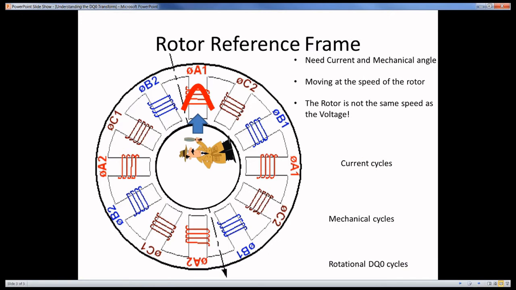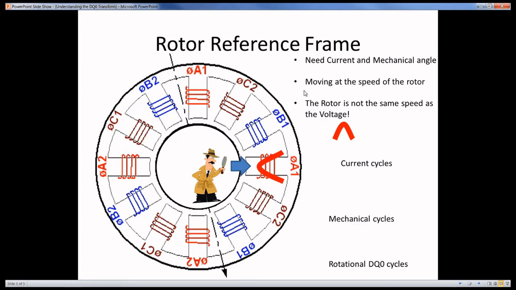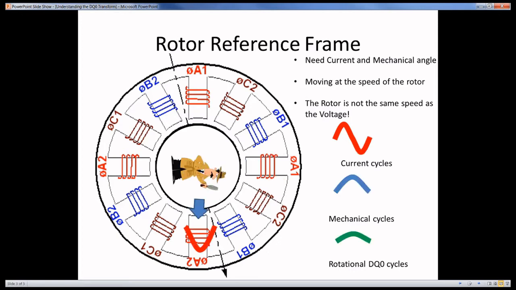Next reference frame we'll look at is the rotor reference frame. With this, I have a little guy sitting on the rotor. He is following the rotor looking at the stator currents. So we're going to follow the phase A current. We're going to see that if we go through one full electrical cycle, we went through half a mechanical cycle, so we went from the top of the stator to the bottom of the stator. And since we're viewing the electrical frequency from that, my guy saw half of a rotational DQ0 cycle.